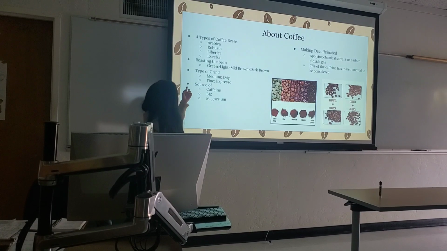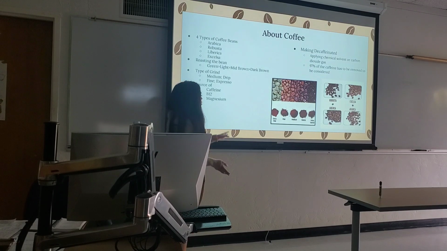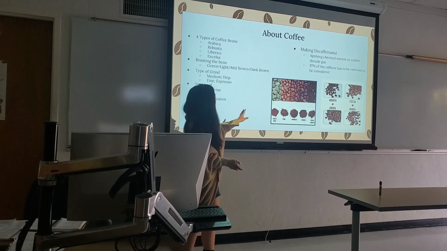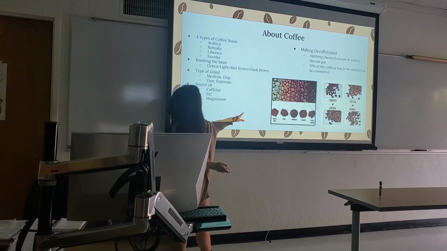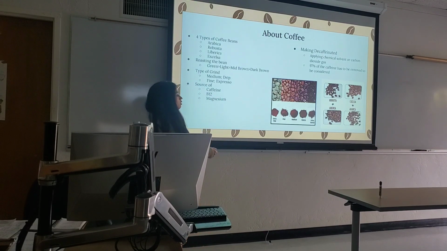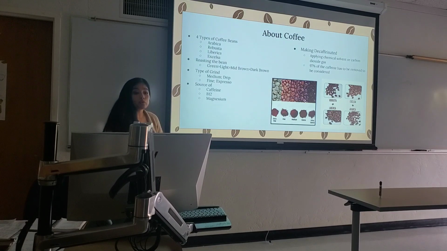As well, they usually grind it depending on what type of coffee that you want. It goes from extra fine to extra coarse. Usually, medium is for drips. Fine goes to espressos, as it's much easier. And coarse is much more for cold brews and such.